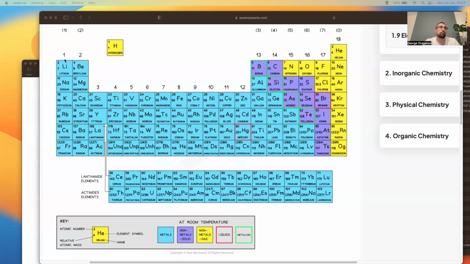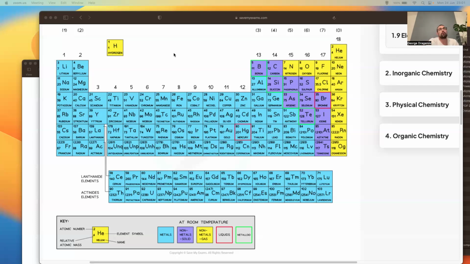Now the table is arranged in groups, which are vertical, and periods, which are horizontal. I did briefly touch on this in atomic structure. The groups go down this way, and the group number represents the number of outer electrons in an atom and determines the chemical reactivity of the atom. So elements in the same group have similar chemical reactivities. They obviously have trends, such as group 1 becoming more reactive down the group, but they react in a similar way because they all have one electron in the outer shell, which they need to lose, as an example.